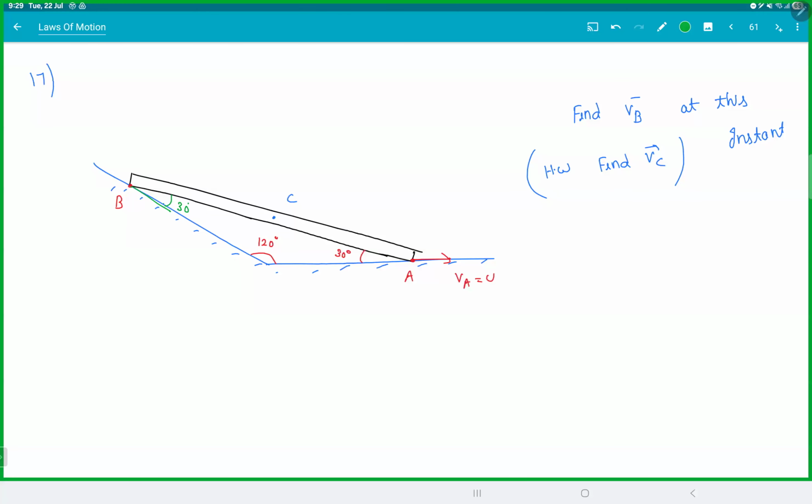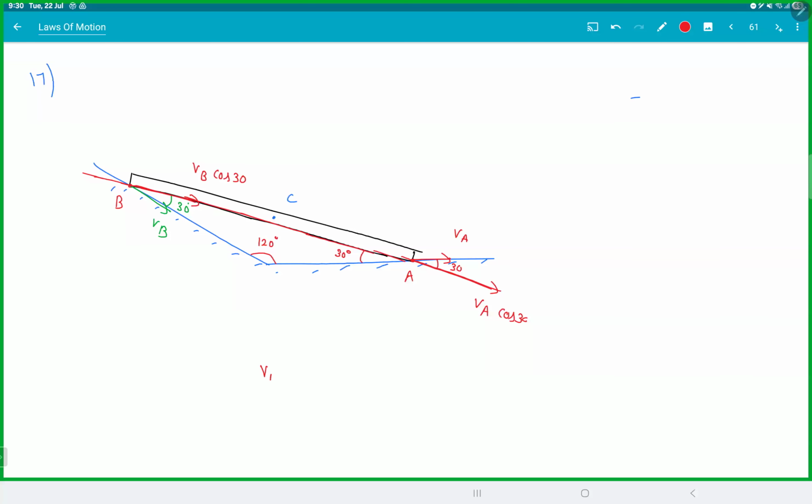So we know B goes this way, because it's in contact. So you should take components along this line. This is also 30 degrees. So this component will be VA cos 30. This component also will be VB cos 30.